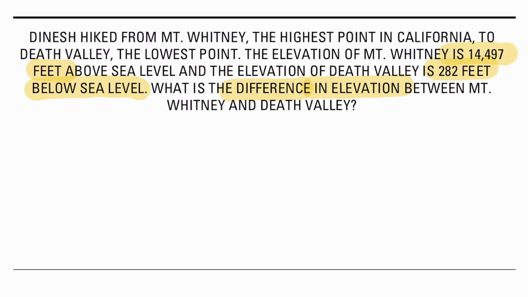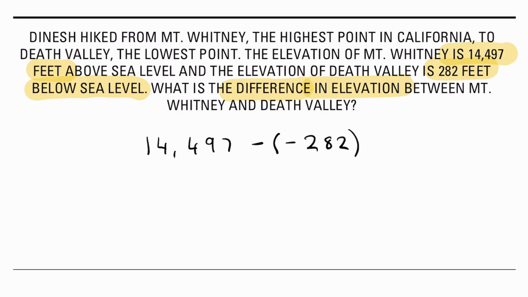So if you were to write 14,497 feet, subtract 282 feet, that would be incorrect. Remember, 282 feet below sea level would be below zero, which would be a negative. So to convert this, you would say 14,497 subtract, and then because we're going below sea level, we would go -282 feet.